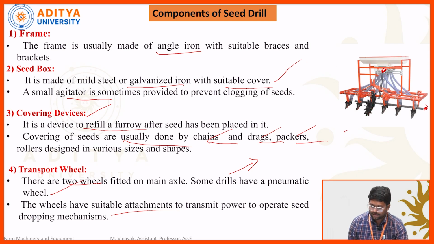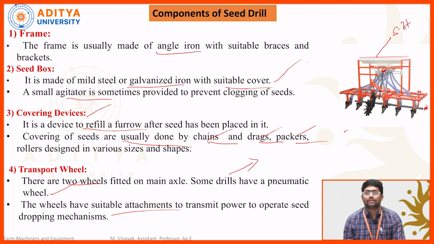So finally here I am writing the list of parts. How many parts are there? First one is a seed hopper. This one is a seed hopper. Here we are providing the seed metering mechanism, seed metering device also we can call it. This one is a seed conveyor tube, SCT, seed conveyor tube.